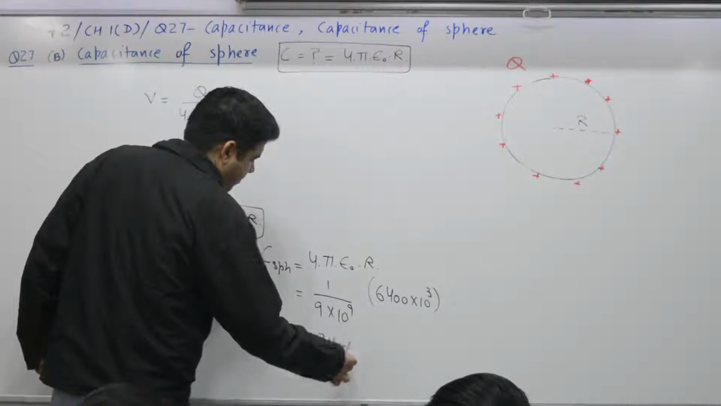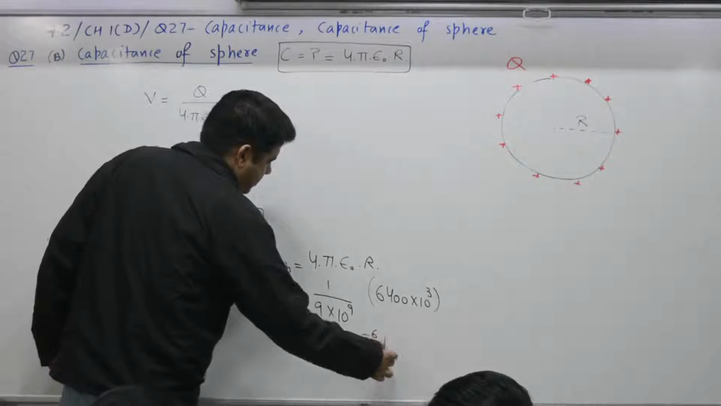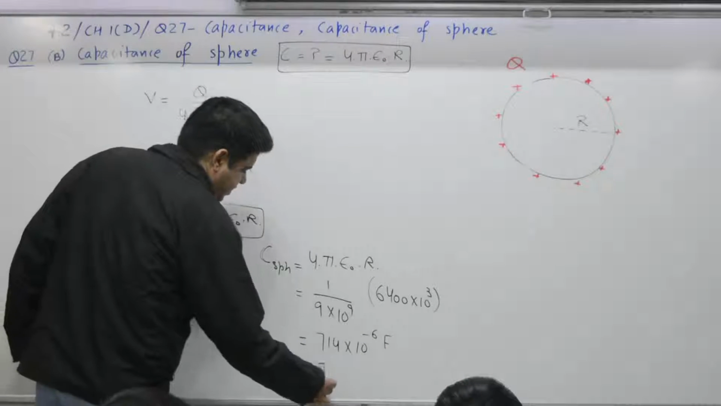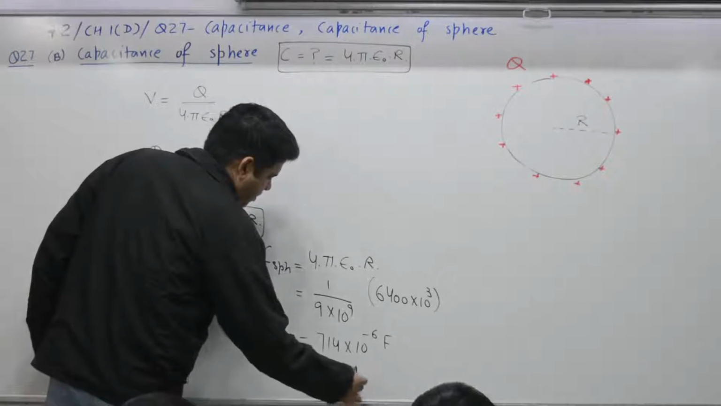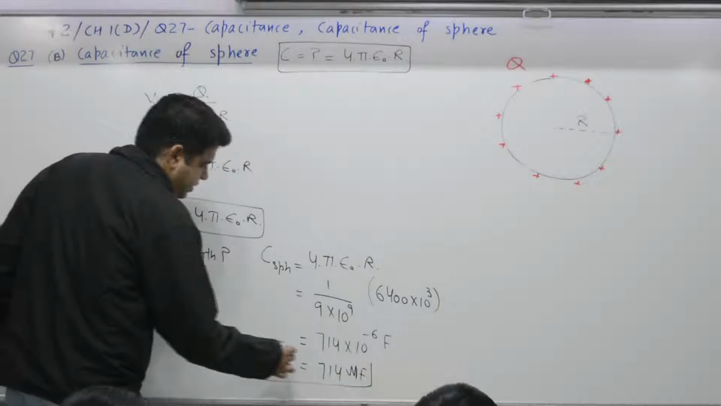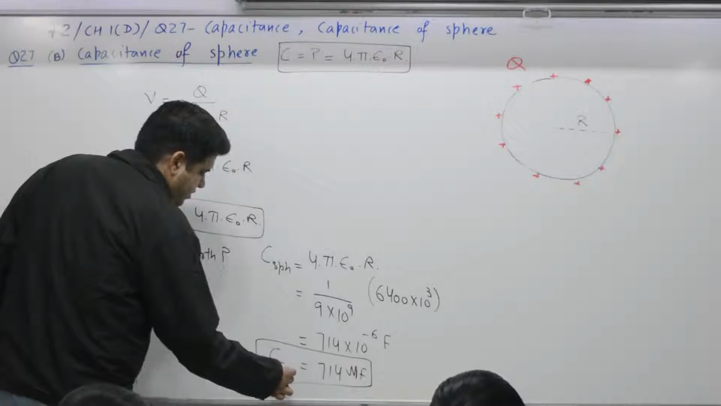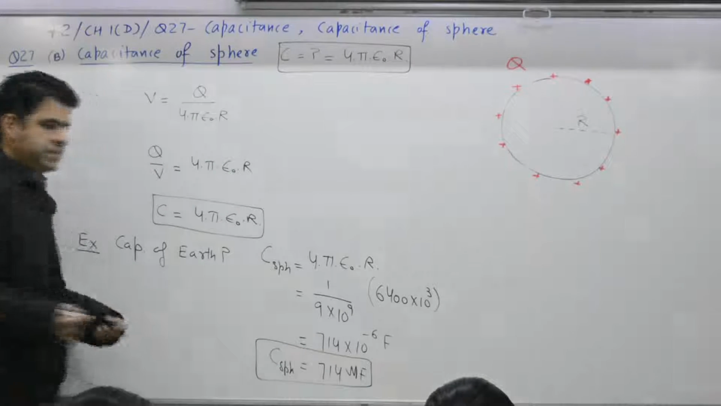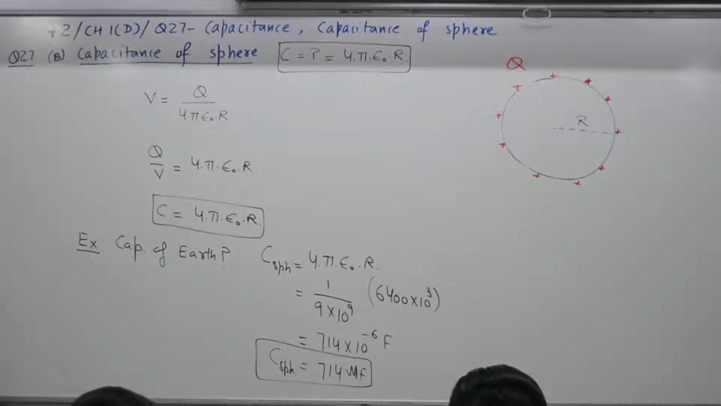Approximately 714 into 10 raised to power minus 6 farad. That is 714 microfarad. Capacitance of sphere: 714 microfarad.